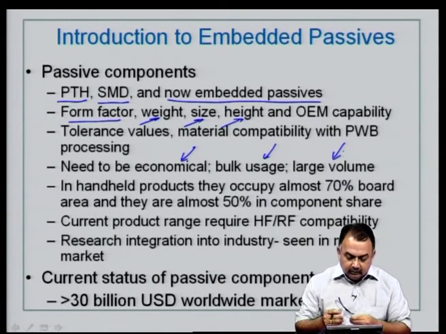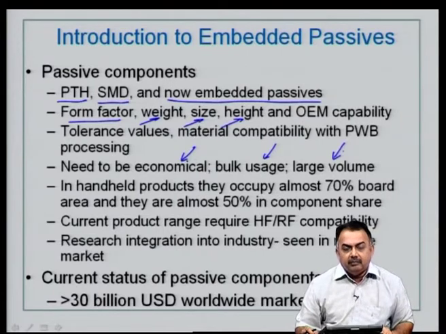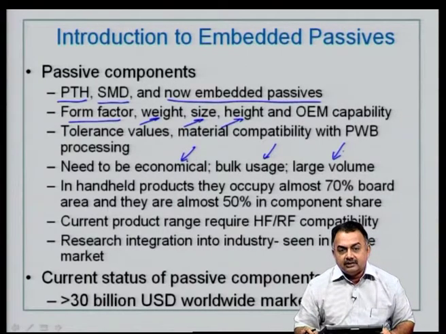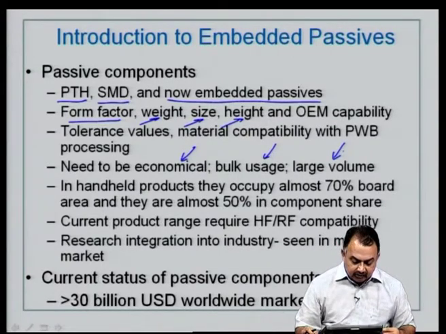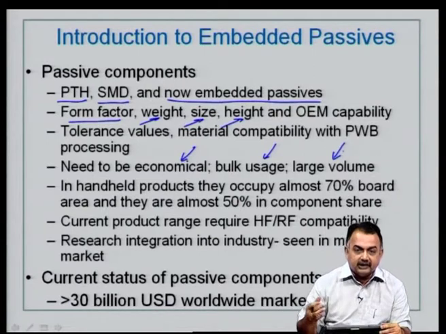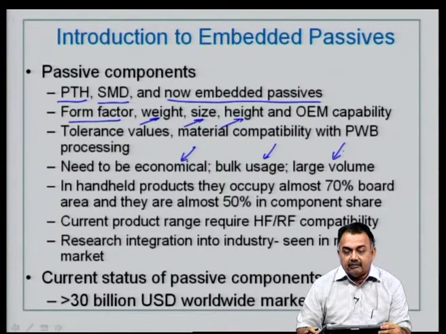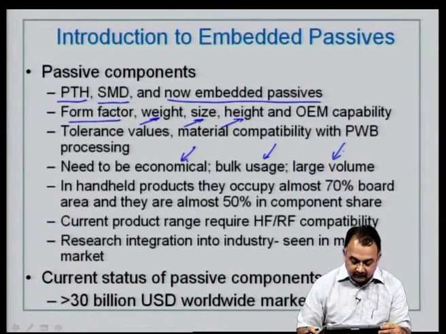Now, if you look at any product, the percentage of passive components is very large. For example, in the next bullet I have mentioned here that in handheld products, they occupy almost 70% board area in terms of size, footprint and the interconnects, and they are almost 50% in the component share as far as active and passive components are concerned.